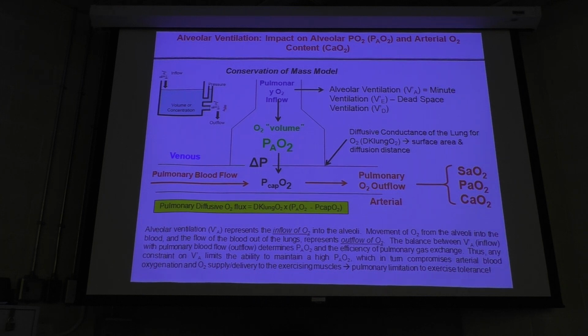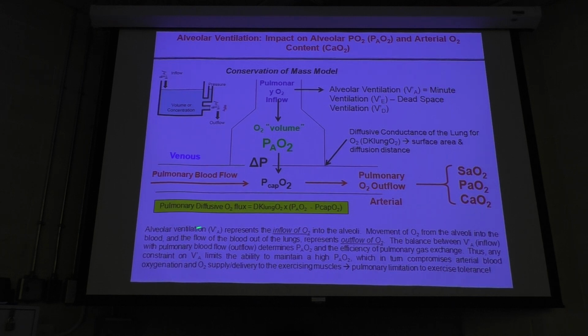So, the diffusive conductance of the lung for oxygen, again, is a function of the surface area and the diffusion distance, which we said were large and very short, respectively. And the outflow, again, is determined by pulmonary blood flow, which, again, is going to be determined in large part by cardiac output and local vascular resistances in the pulmonary capillaries.